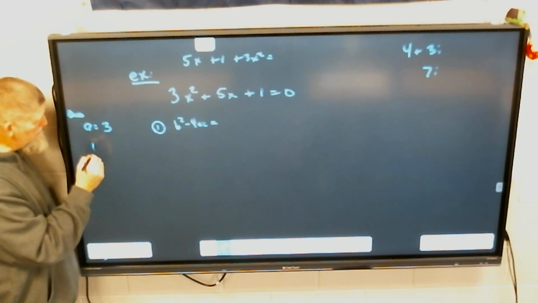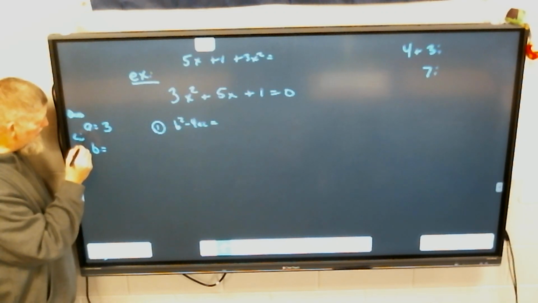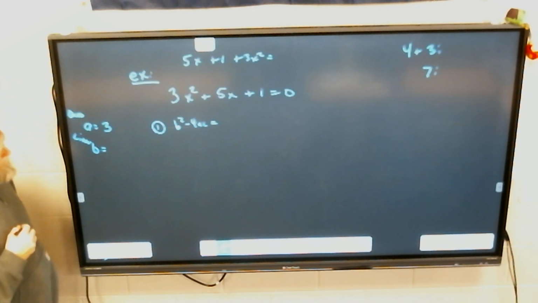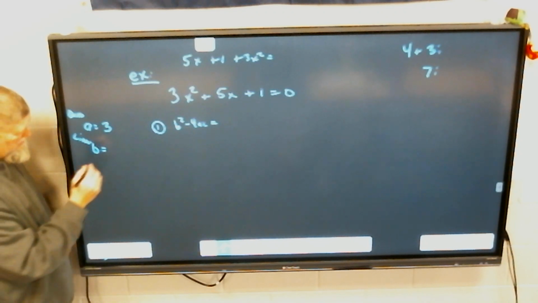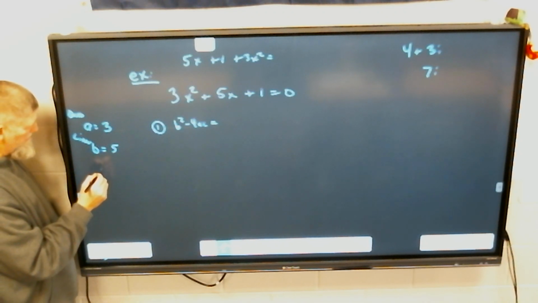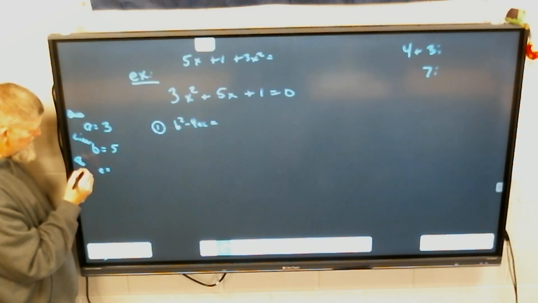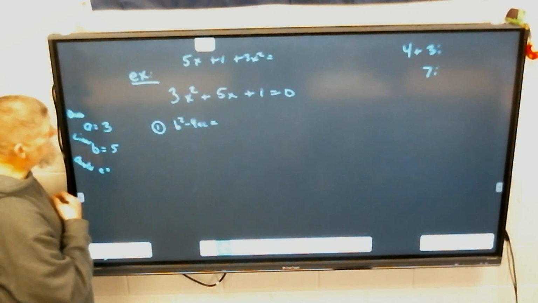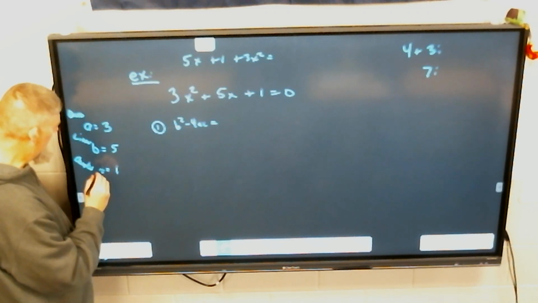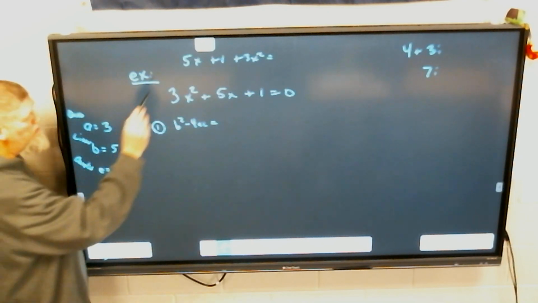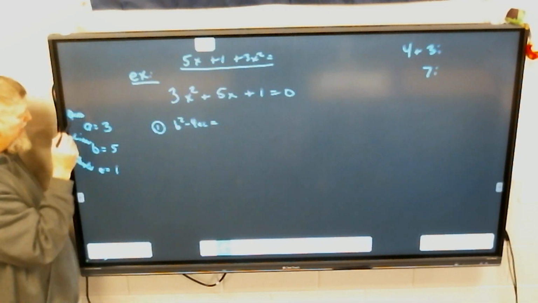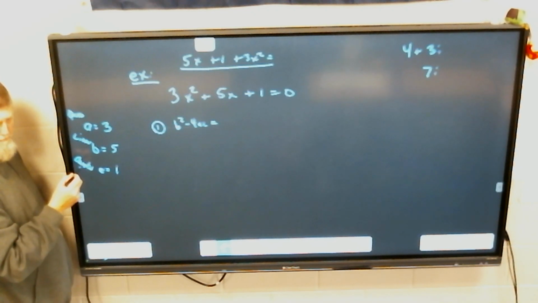Okay? B is always the linear. And which one's the b? 5. 5, because it's whatever's in front of the x, right? Okay? And then c is always the constant. It's always the one that's by itself. So in this case, it's going to be 1. I have had kids think it matters what order it's in. No, it doesn't matter what order it's in. Quadratic, linear, constant term. Okay?